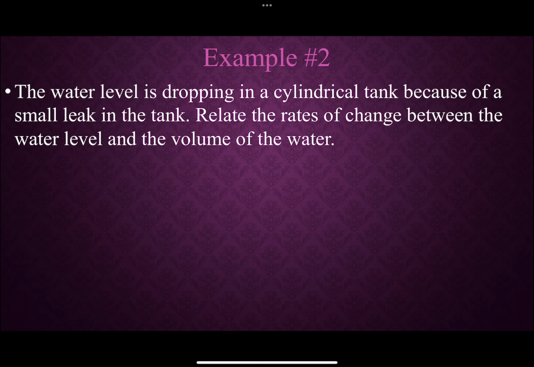We have water level dropping in a cylindrical tank because of a small leak. Relate the rates of change between the water level and the volume of the water. So we're talking about the volume of a cylinder. Its volume is pi r squared h. So this derivative is a product rule, where pi is a number, so it's not its own separate derivative. It's like the coefficient of having a 3 there. So those are the two pieces, the pi r squared and the h. So V becomes dV dt. Derivative of pi r squared is 2 pi r dr dt times h, and then plus pi r squared. Derivative of h is 1, so just dh dt.